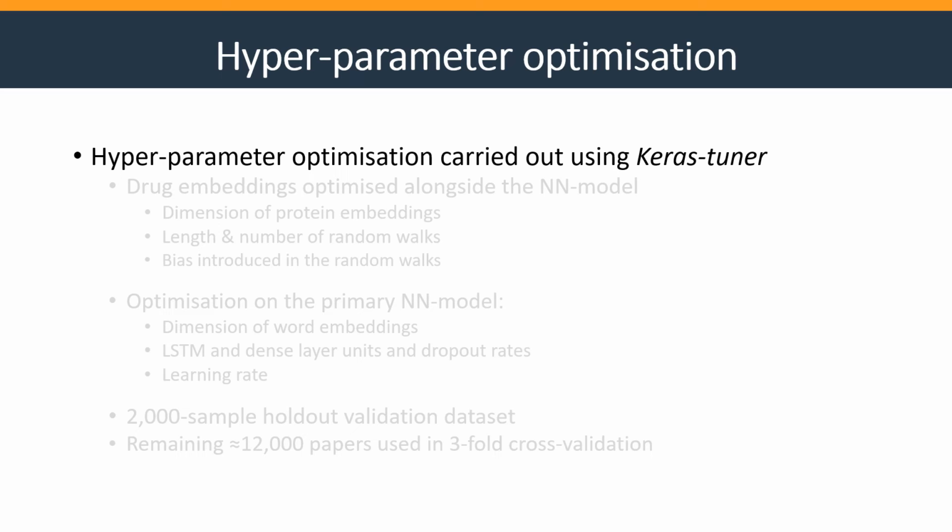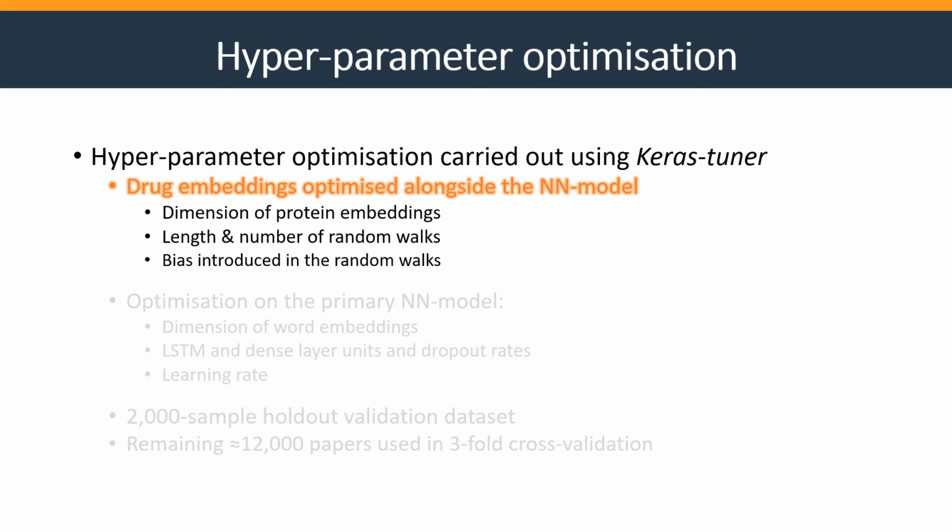So now let's go through hyperparameter optimization, and I am going to first look at the drag embeddings, and as I have already mentioned, those drag embeddings are learned independently from our text embeddings. However, during optimization we want to optimize everything together. So in this case, we optimize the dimension of those protein embeddings, and we also optimize the length and number of random walks, as well as the bias that is introduced in them. And those last 2 points are associated with node2vec, so they are particularly important because they tune the similarity features that we learn for our proteins and in turn for our drugs.